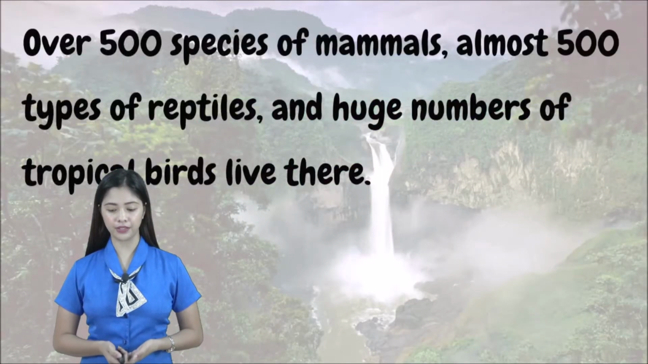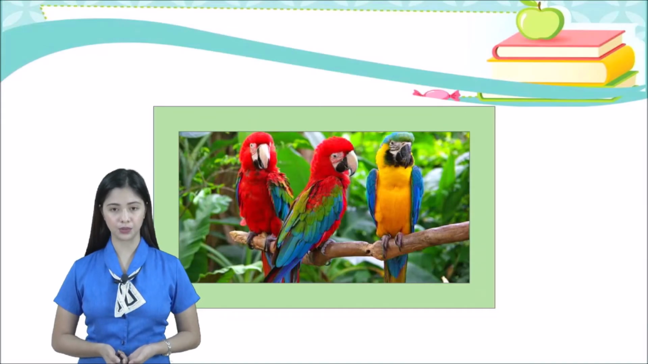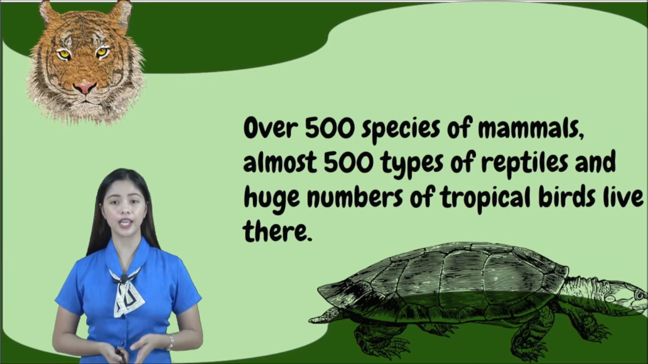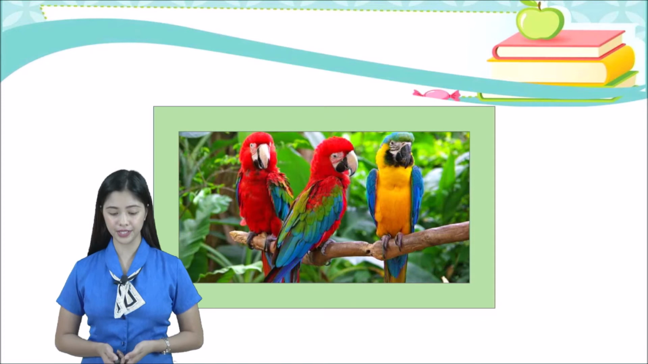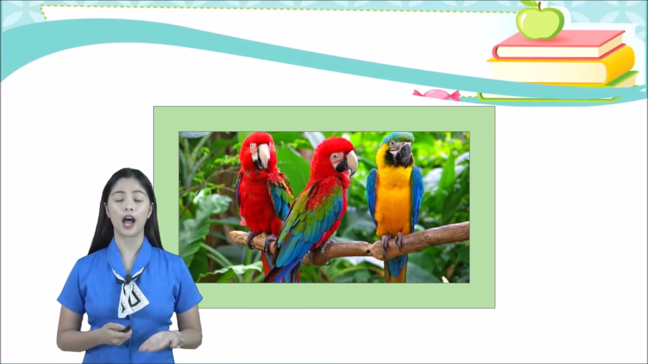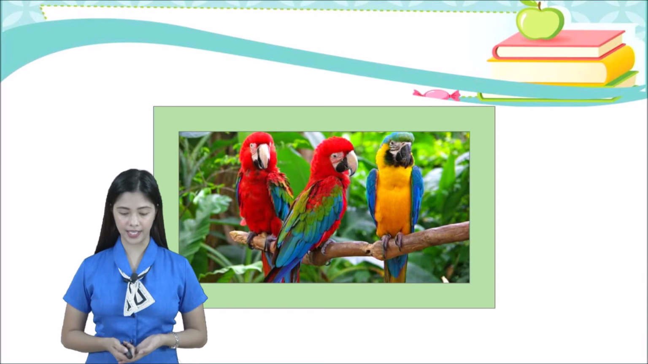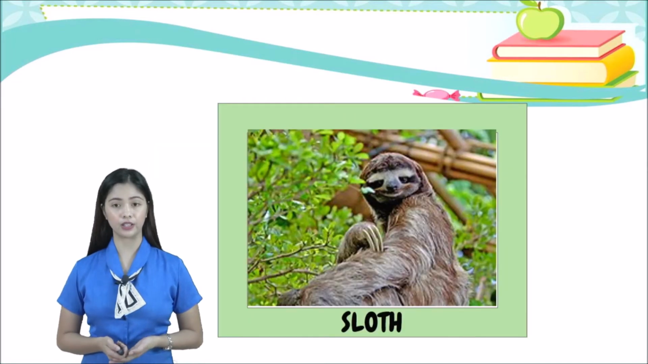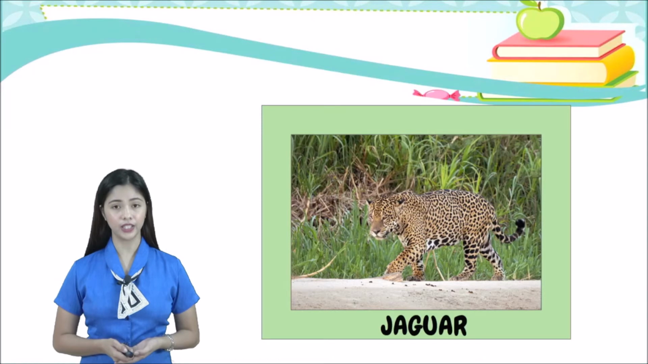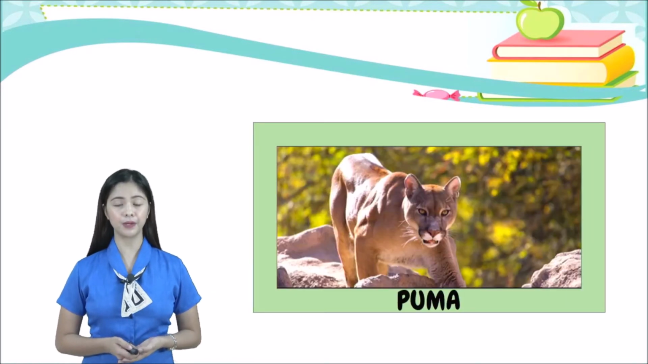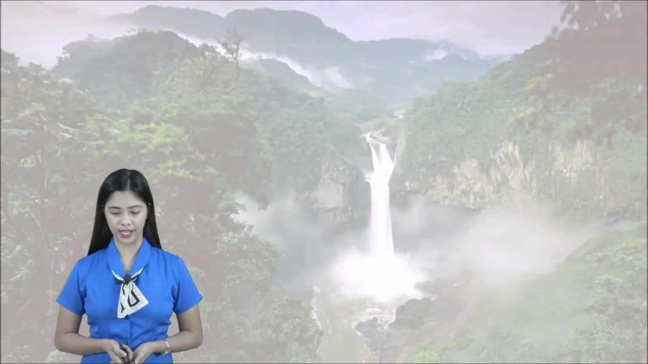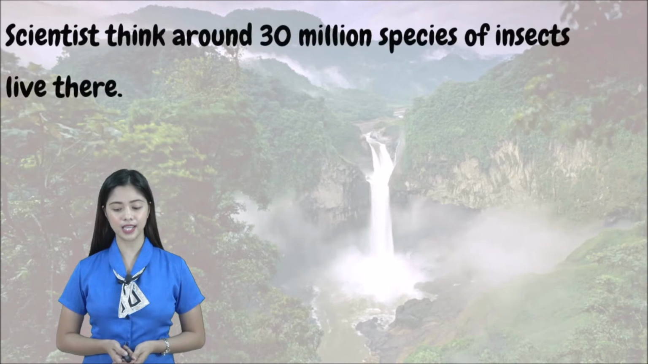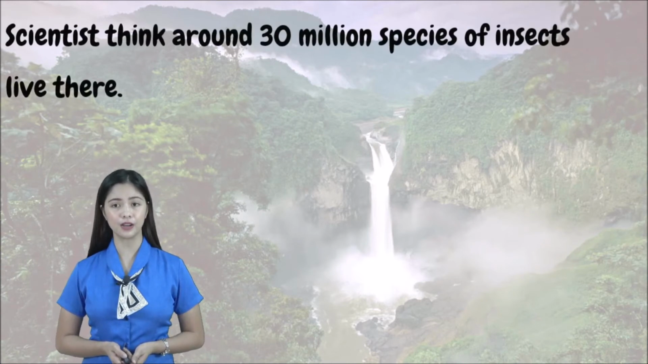So over 500 species of mammals, just like what I've told you a while ago, are living in the rainforest. These are some examples of the tropical birds that we can see, or the animals that we can find in the rainforest, such as those birds. We can also find a sloth, jaguar, the puma, and many more kinds of animals inside the Amazon rainforest. Also, the scientists think around 30 million species of insects live in the Amazon rainforest.